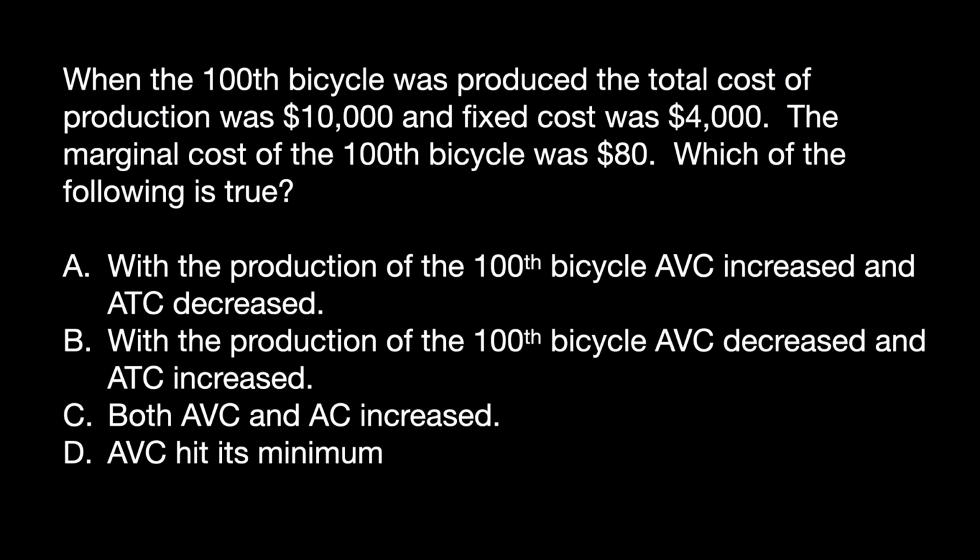When the 100th bicycle was produced, the total cost of production was $10,000 and fixed cost was $4,000. The marginal cost of the 100th bicycle was $80. Which of the following is true?